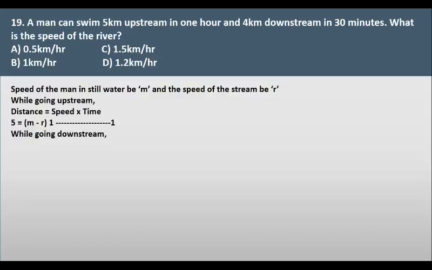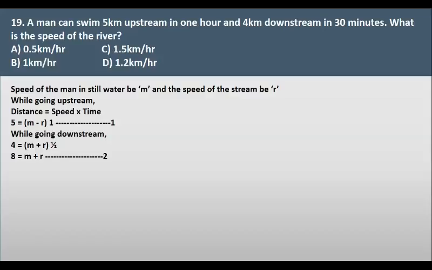Now consider the downstream scenario. While going downstream, we know that the relative speed may be obtained by adding the values, and it is given that he goes 4 kilometers downstream, and that too in 30 minutes. 30 minutes may be converted to hours by dividing it by 60, which gives us half. So our equation becomes 4 is equal to m plus r into half. Rewriting the equation gives us 8 is equal to m plus r. Let us consider this to be equation 2.